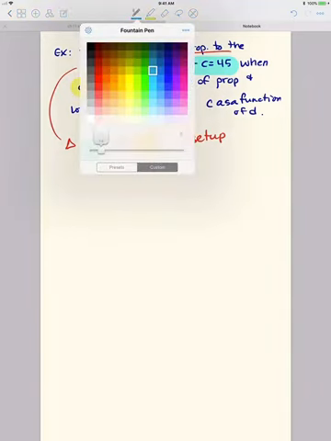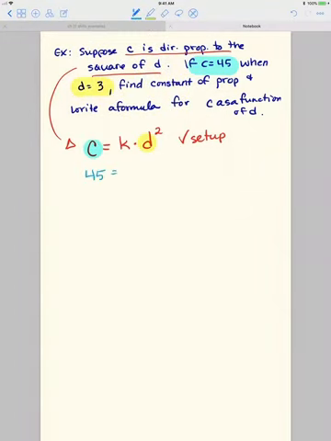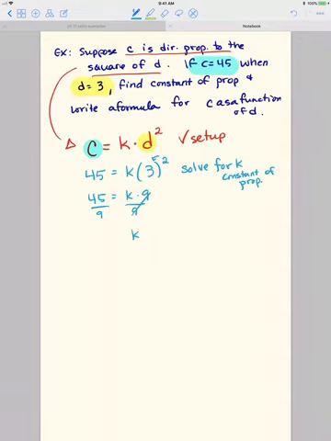So you plug those in. Plug 45 equals k times 3 squared. Following order of operations, we'll square the 3. Again, we're trying to solve here for k, which again is called the constant of proportionality. So we get 45 equals k times 9. And then if we divide both sides by 9, we get that k is 5. So we have our constant of proportionality is 5.